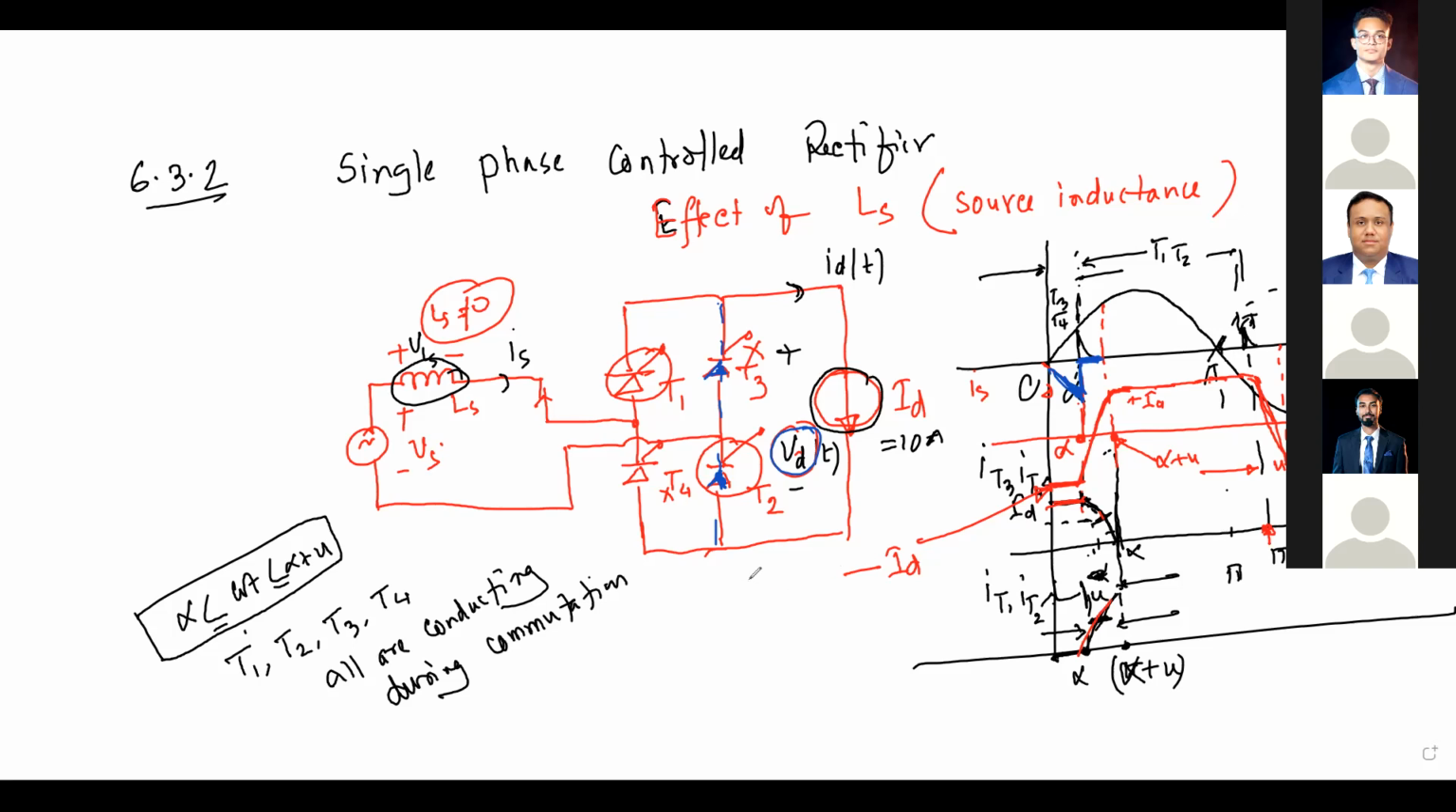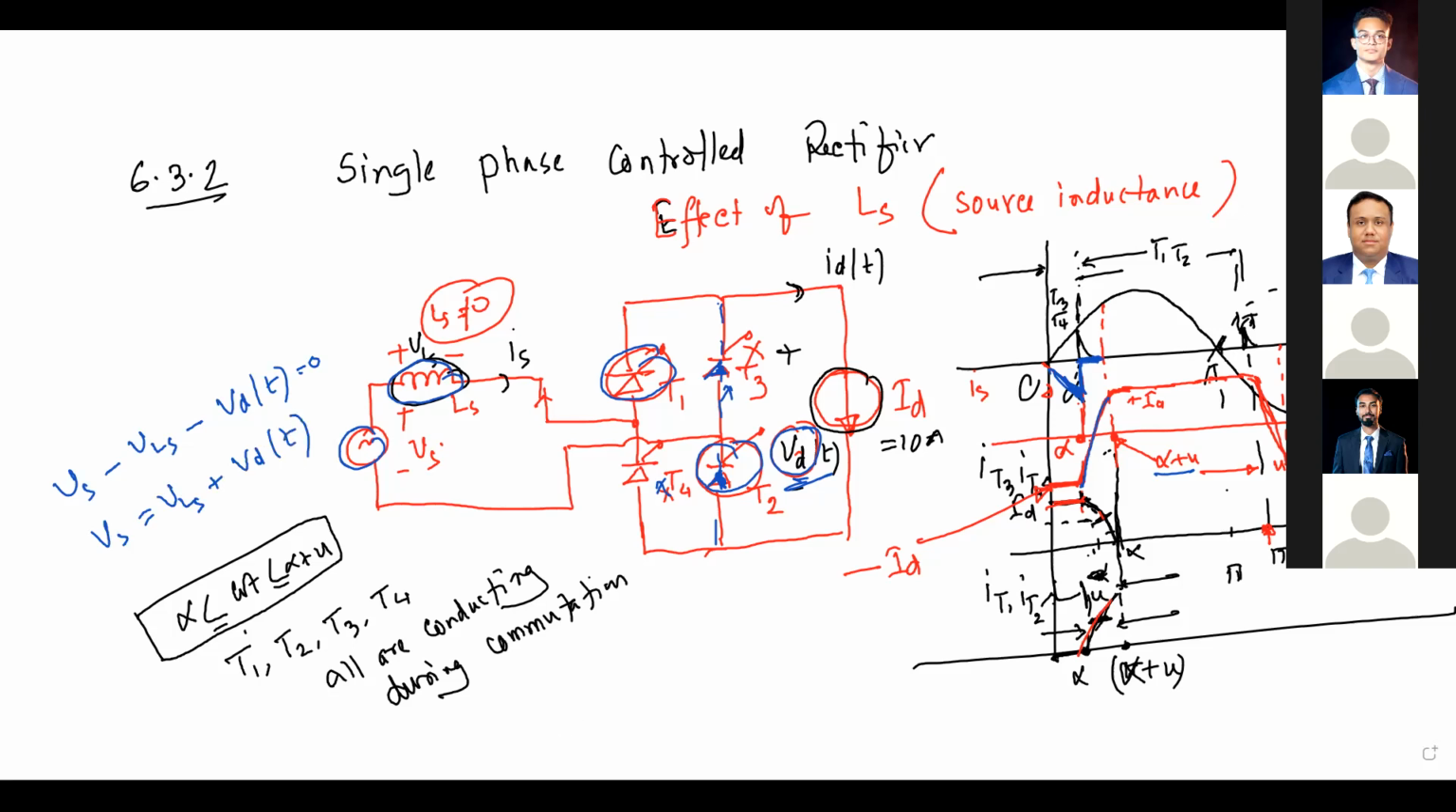And then at the end of the commutation, from alpha to alpha plus U, T1 and T2 will be conducting, right? And these are stopping conducting. So then our output voltage VD will be your VS, because there will be no voltage drop here. Do you know why? If we apply the Kirchhoff voltage law, negative positive VS, positive negative VLS, then positive negative VDT equal to 0. So VS should be your VLS plus VDT.